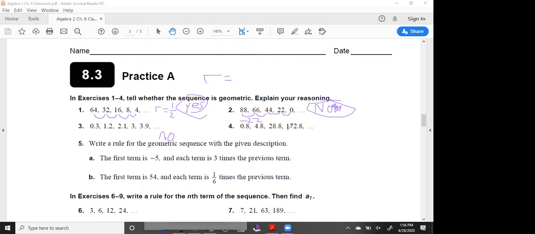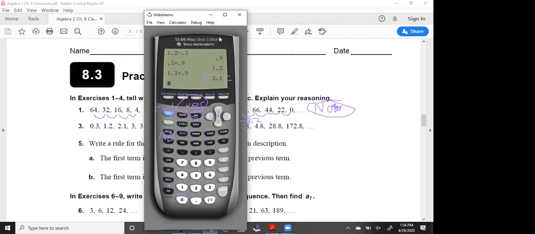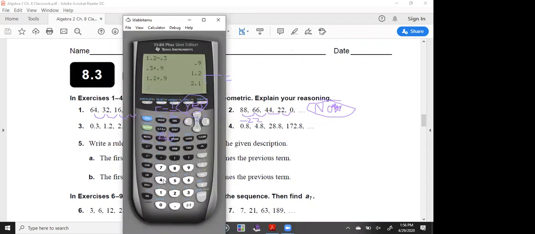What about this one? Is it multiplying? Well, it's kind of hard to tell because they're decimals. So again, I'm going to bring my calculator out. Let's take the second number divided by the first number. So 4.8 divided by 0.8. I get 6. Well, that means 0.8 times 6 is 4.8. But does that pattern continue?